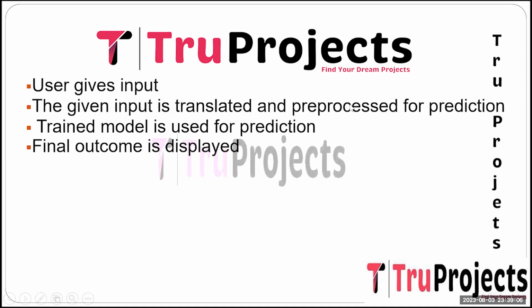The given input is translated and pre-processed for prediction. Translate and pre-process the user input to ensure compatibility with the model requirements. And the next one is the trained model used for prediction. Utilize the selected trained model to predict the presence of rumor based on the pre-processed user input.